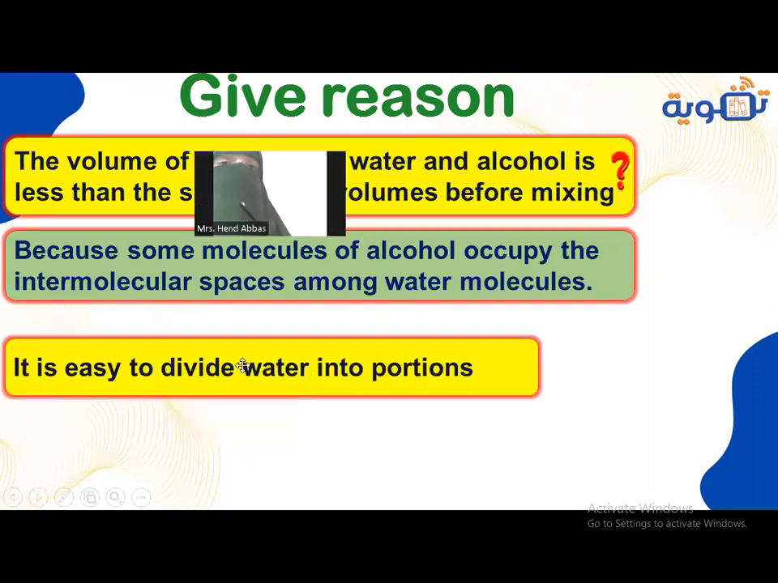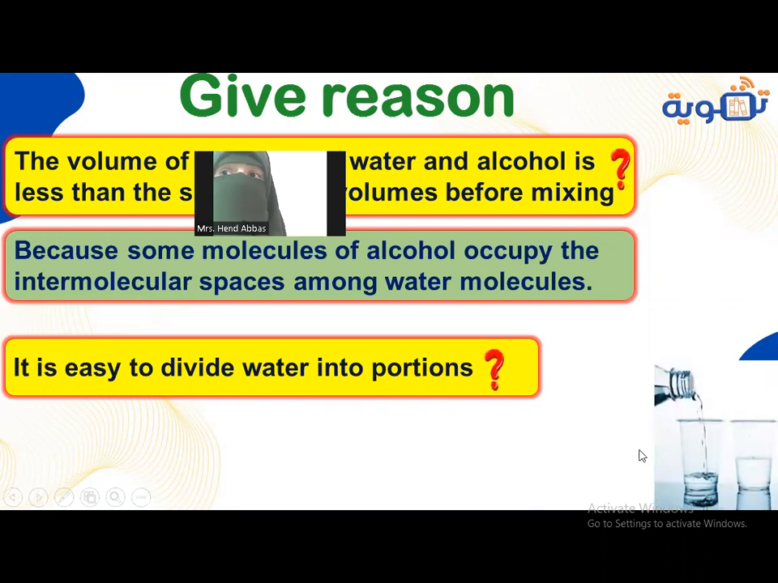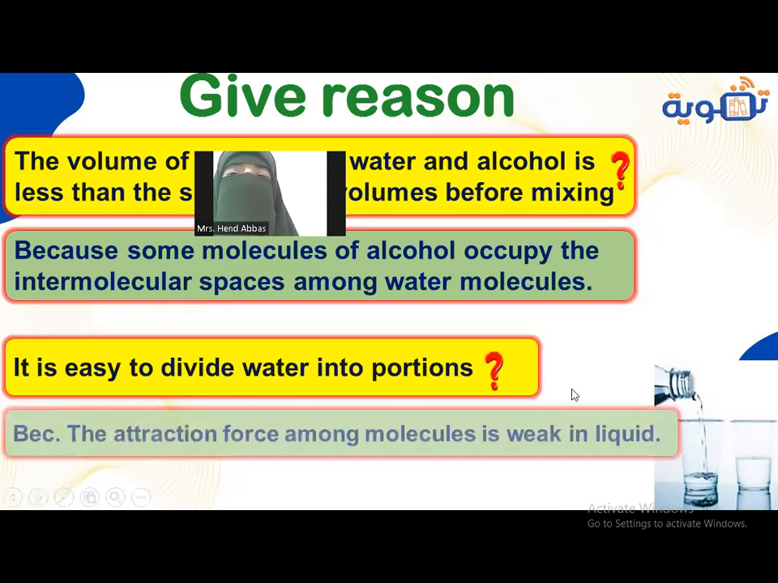Why is it easy to divide water into portions? If you have a container of water, you can pour this water easily into a lot of cups. Why? Because water is a liquid. And what about the attraction forces between liquid molecules? Weak attraction forces between the molecules, so you can divide it easily.